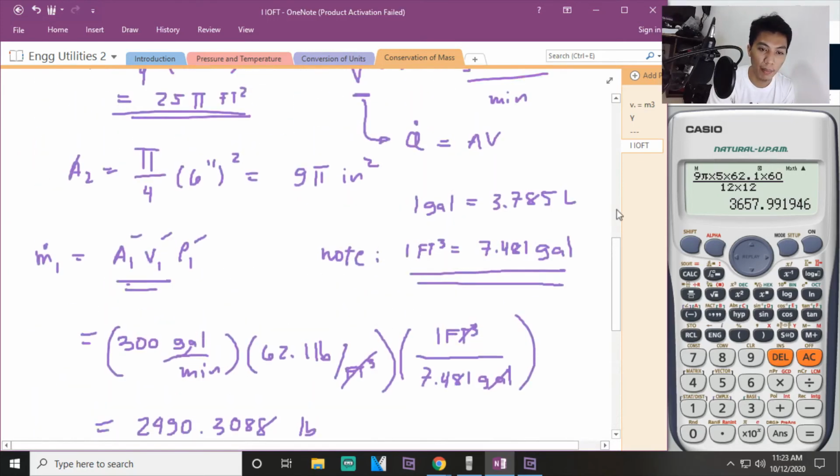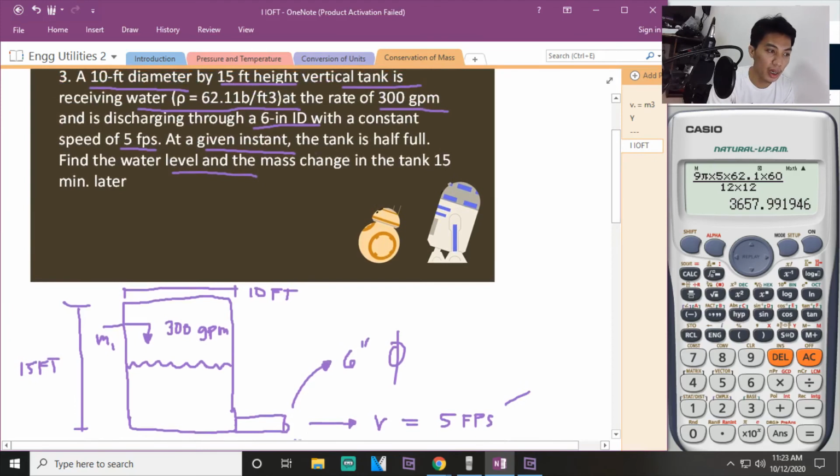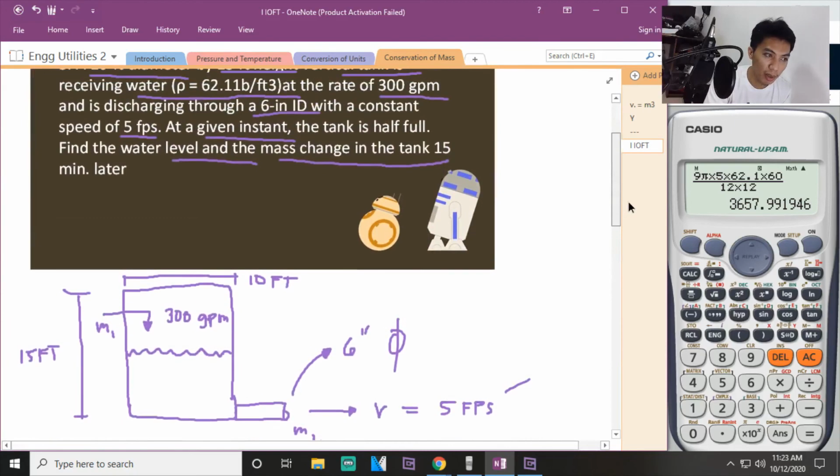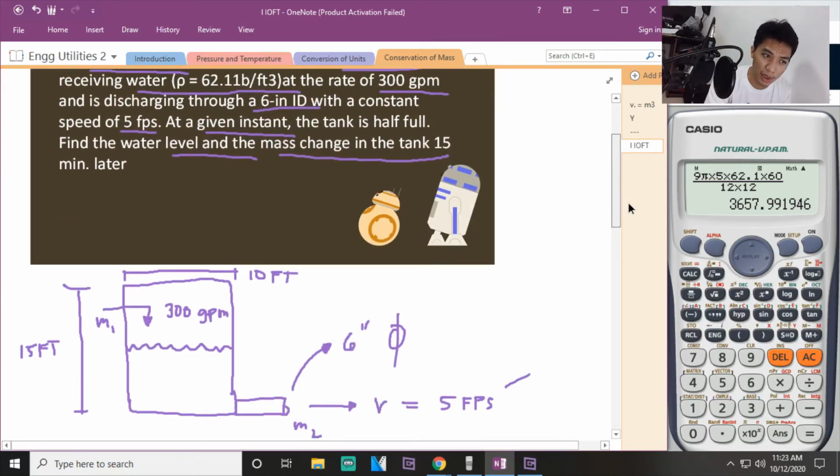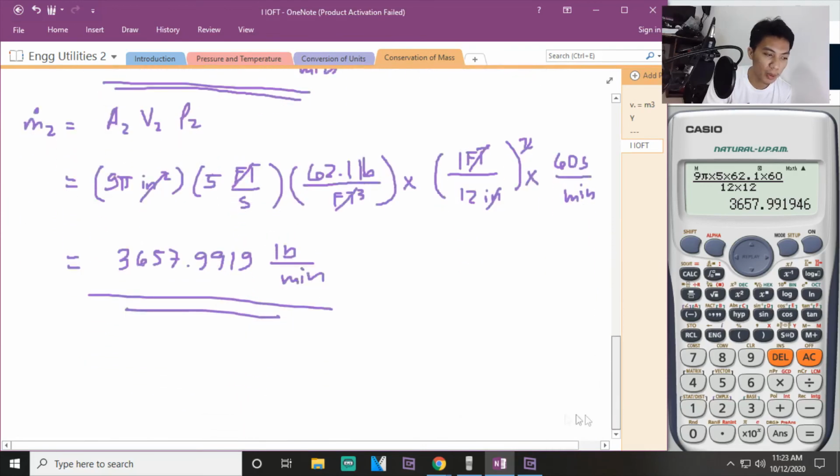Recall natin, okay? Tinatanong dyan will be the water level and the mass change in the tank 15 minutes later. Nako, mukhang challenging. Ano bang pwede natin solve muna dyan? Water level ba muna o mass change? Mas gusto ko mass change. So, punta muna tayo ng mass change. The mass change, delta M, will be equal to M2 minus M1. Kaya lang, mass flow rate change ito. Okay? Paano mo gagawing mass yan? Ano bang unit niyan? Pounds per minute. Alamin mo muna.